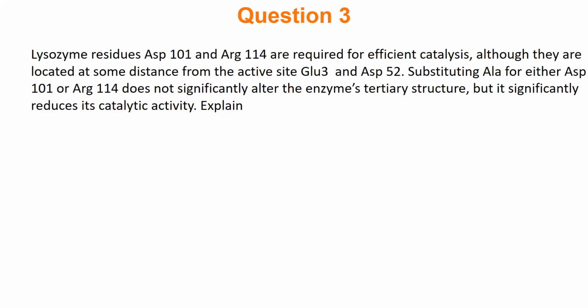So if you replace D101 or R114 with alanine, the enzyme looks the same. So the enzyme tertiary structure does not change. It looks the same, but the activity goes way down. So explain this. And this is a phenomenon we see in enzymes all the time, right? When you study or look at enzymes, usually people are just focused on the active site. They're just focused on the amino acids directly surrounding the substrate. But that's not the whole picture.